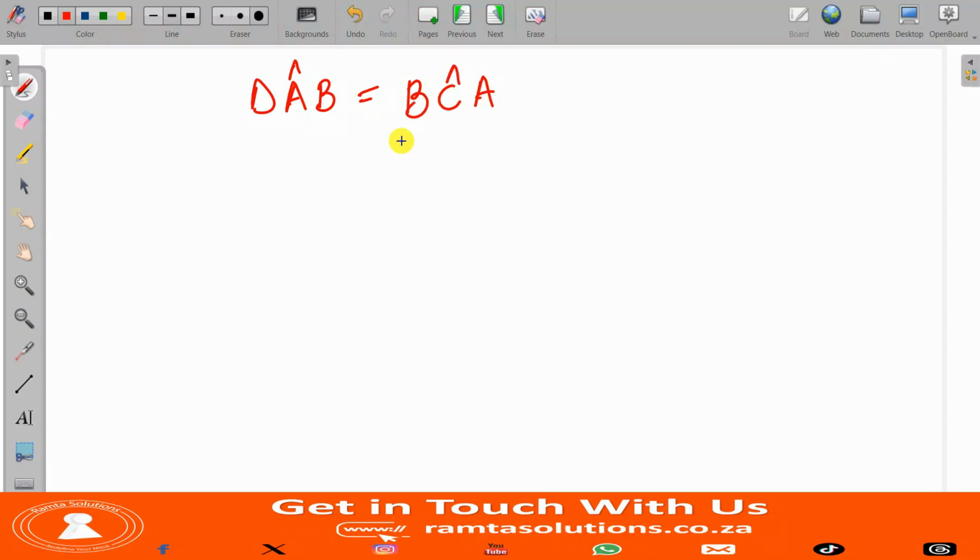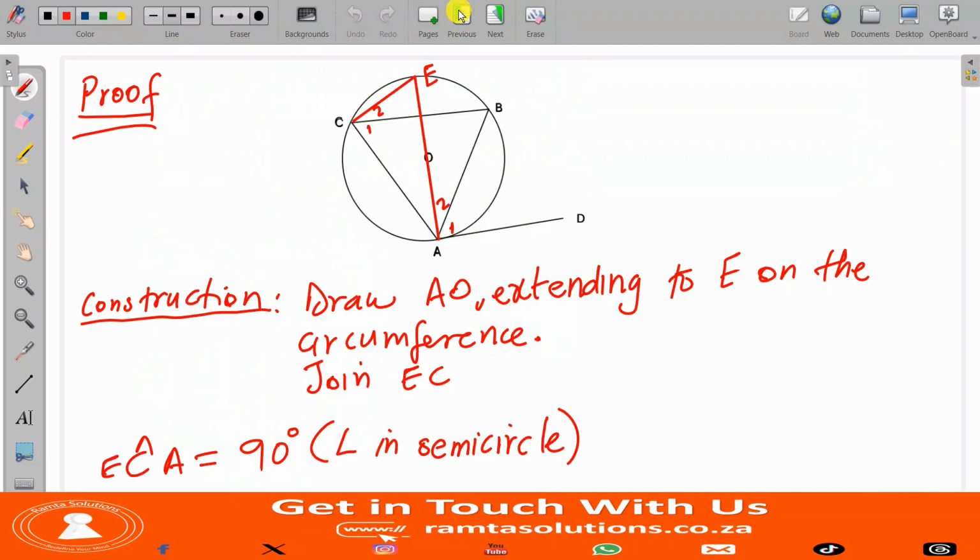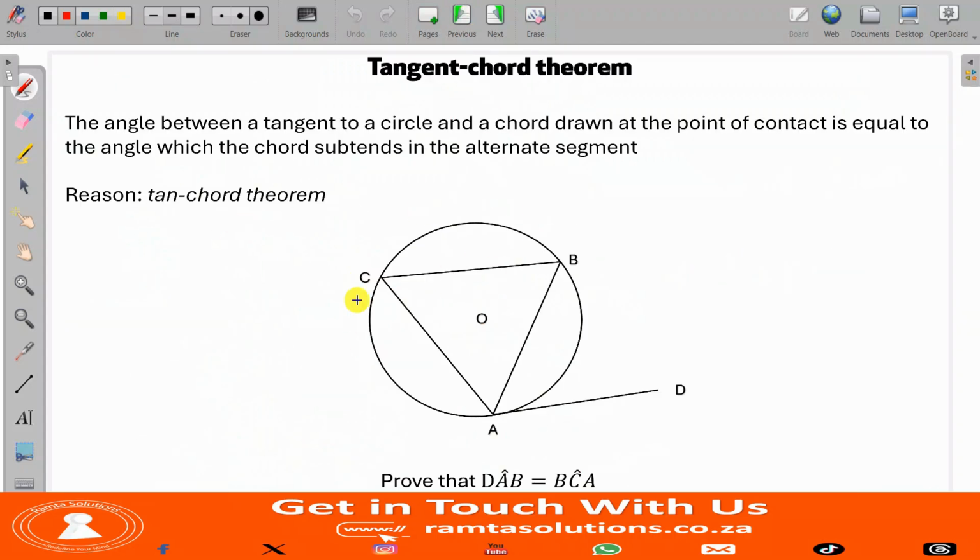With that being said, you have proved your Tan-chord theorem. Remember what it says. The Tan-chord theorem says the angle between a tangent to a circle and a chord, at the point of contact, is equal to the angle which the chord subtends. This one here. Happy? And this is your Tan-chord theorem.